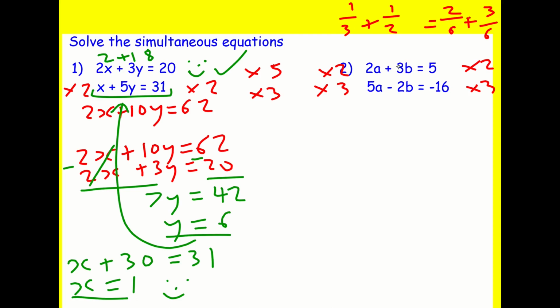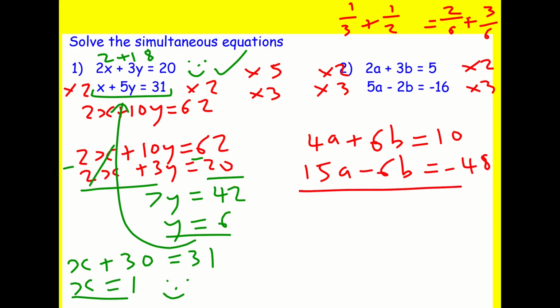Find the lowest common multiple of your b's. In this case, that's 6 again. Okay, so then I'm going to multiply this one by 2 and this one by 3. Hope that makes sense. I'm then going to write down what I get. So I'm going to get 4a plus 6b equals 10. There's no reason why I have to multiply them both by the same thing, just in case you're wondering about that. Second one, I'm going to get 15a minus 6b equals minus 48.